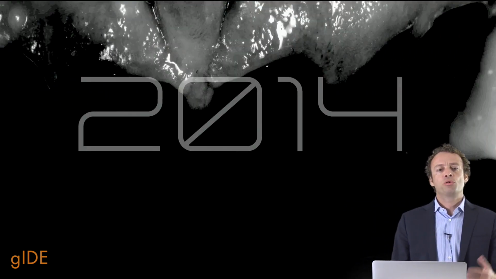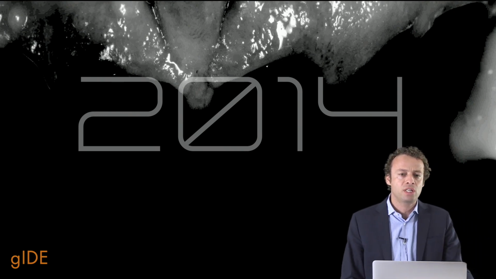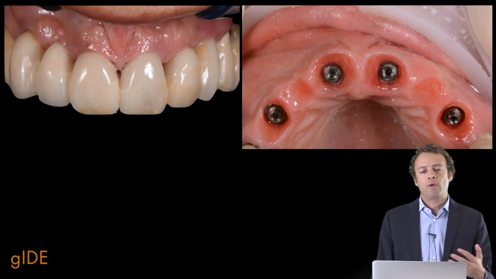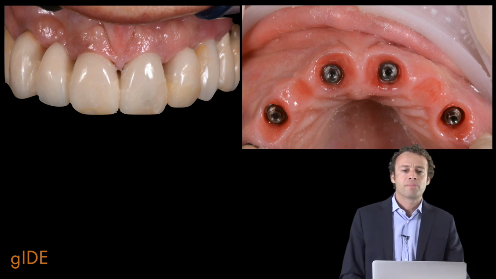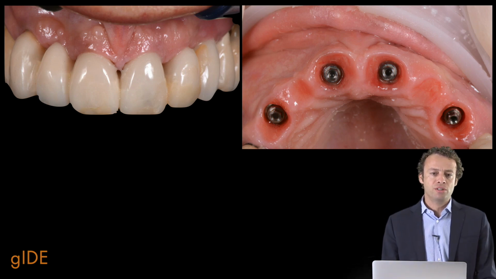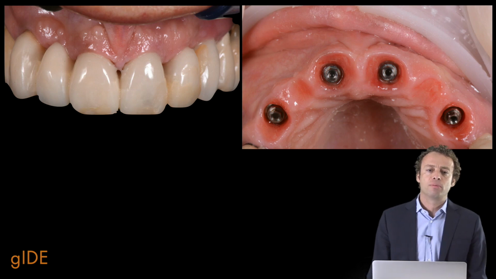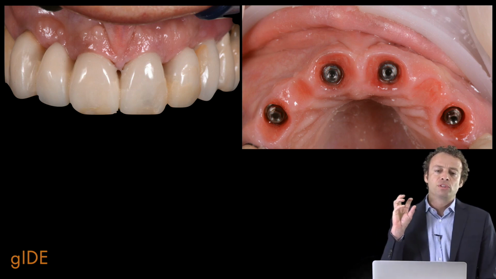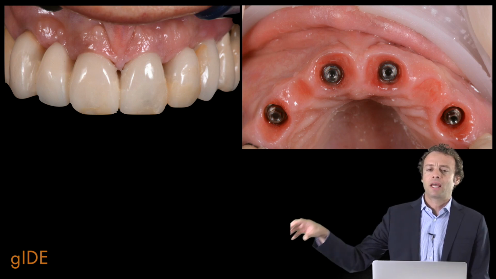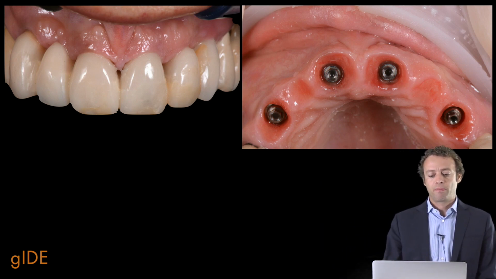But now I want to show you another case, a more recent one that I managed in 2014. This is a similar situation. We have bridges in the aesthetic areas. We have to finalize this case with two 3-unit bridges. And it's important to be able to copy exactly this kind of morphology, this kind of soft tissue architecture in the impression, so that the dental technician can really achieve a reliable model on which to work.